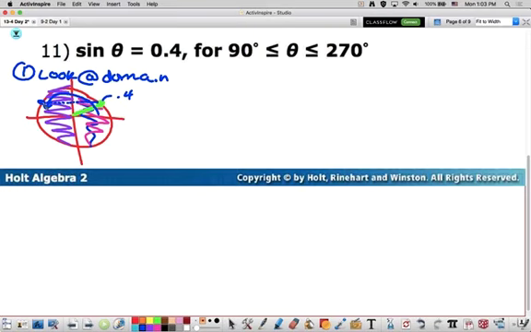This is a reference angle. This is 180 degrees. 180 minus the reference angle. What does that give you? What's the reference angle? 23.6. 180 minus 23.6. What is that? 156.4. Type this into your calculator to check your work. Is sine of 156.4 about 0.4? Type that in your calculator. See if that's true.